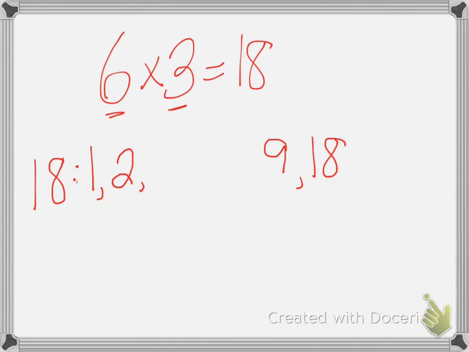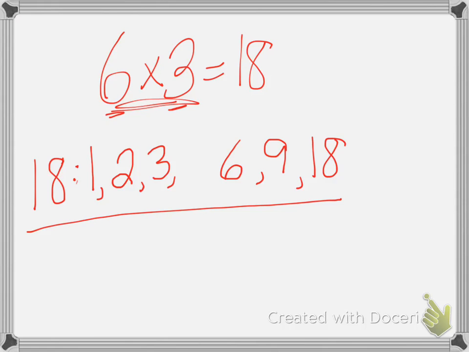Can 3 go in there? Well, yes, it can. I just did it up here. 3 and 6. Can 4 go in there? No, because 4 times 4 is 16 and 4 times 5 is 20, so that won't go in there. And 5 will not either. It's not a multiple of 5. So now I have all of my factors for 18.